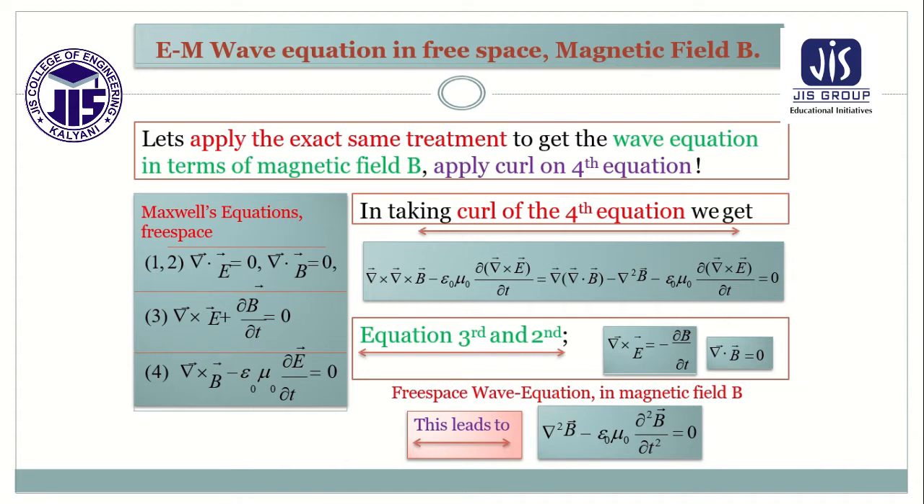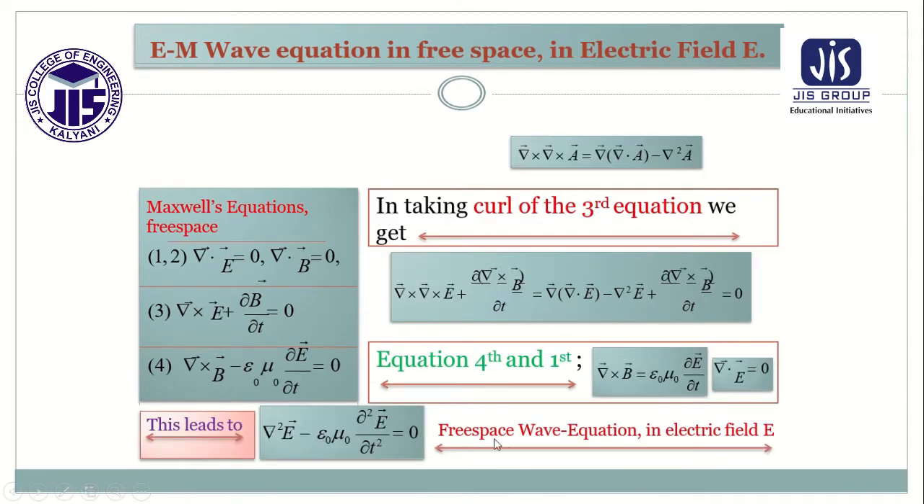So if we apply the same method, we can easily derive the free space wave equation in the magnetic field B and the free space wave equation in the electric field E.